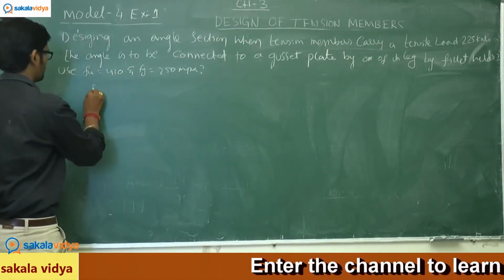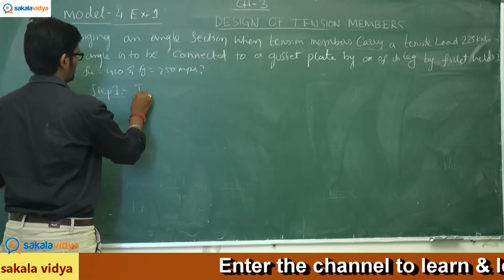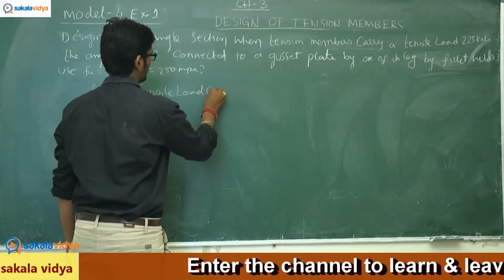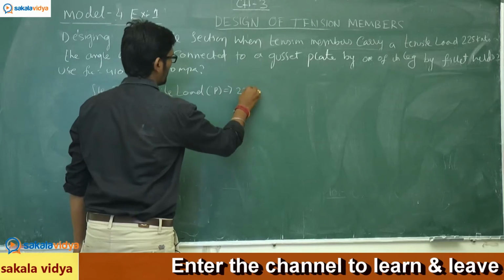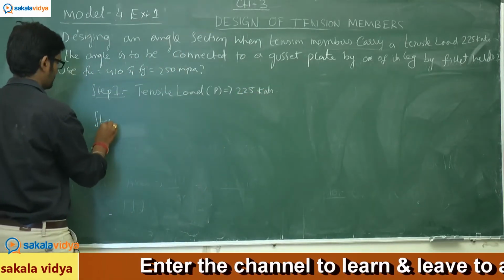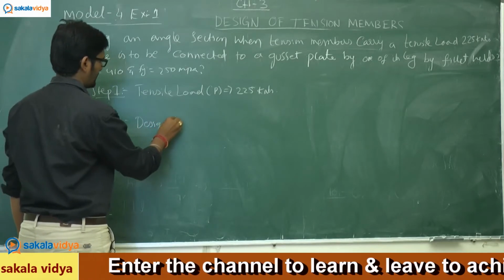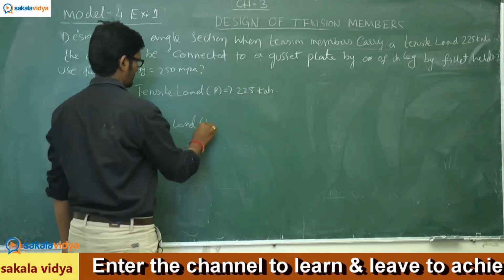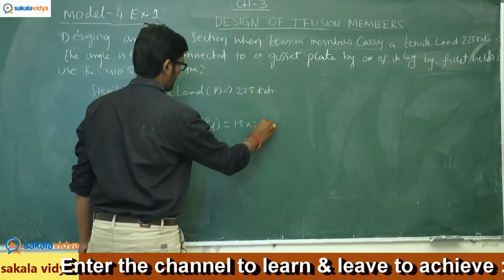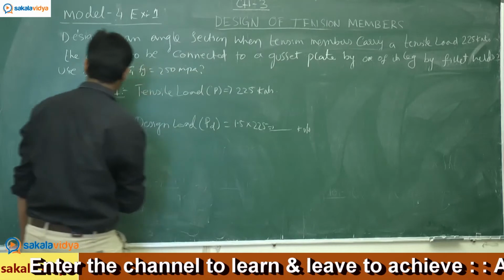So what is step 1? Given data. So what is given here? Tensile load. So P is equal to how much? 225 kilonewtons. Step 2, design load. So PD is equal to 1.5 into 225. So what is the answer? Let us calculate later. Next, step 3.